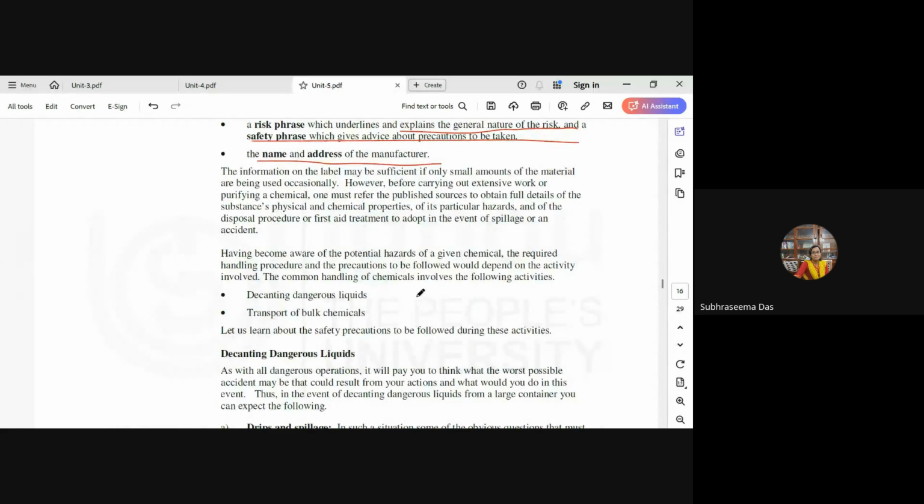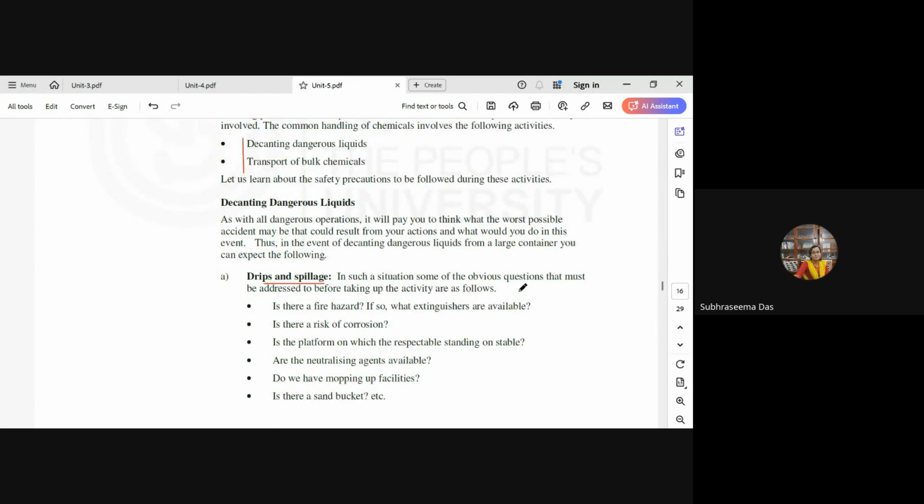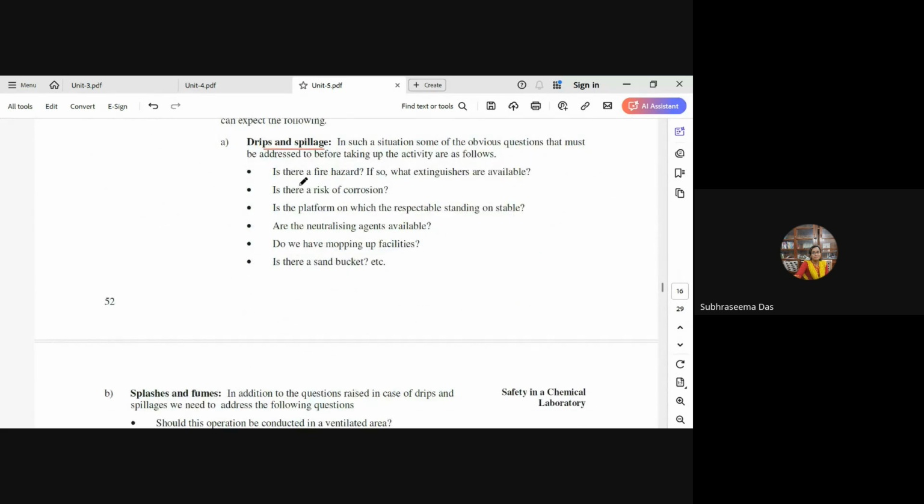The common handling of chemicals involves decanting dangerous liquids and transporting bulk materials. Decanting dangerous liquids means that whenever we are transferring liquid chemicals from one bottle to another, there are possibilities of drips or spillage. In such a situation, we need to ensure that there is proper safety around us, such as a sand bucket, a mop or a water supply to deal with drips and spillage.